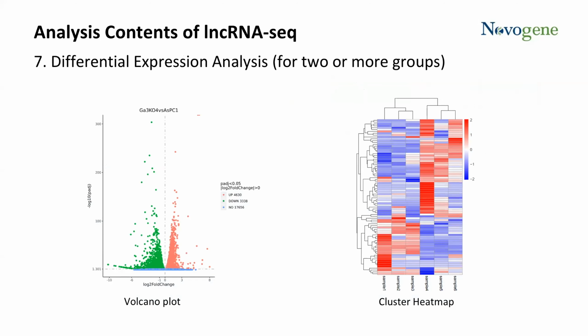Now, in your experiment, you might have more than one group. So we can also do differential expression analysis for one or two or more groups and provide the data as volcano plots and cluster heat maps.